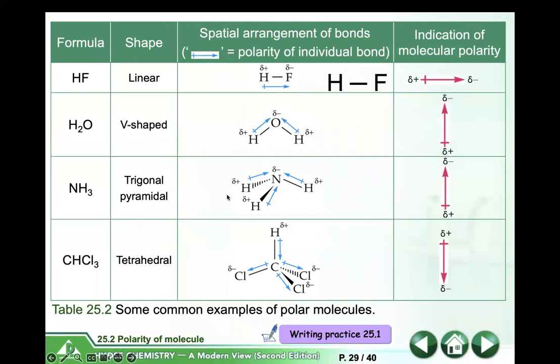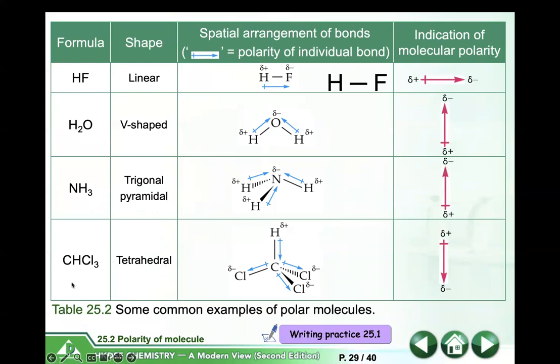NH3 is just the same. As it is trigonal pyramidal, the hydrogen will push the electrons, or nitrogen will attract the bonding electrons. So the overall, or resultant, will be going up. The delta positive will be at the bottom side, that is the hydrogen, while the delta negative will go to the upper side, that is the nitrogen atom. So the nitrogen atom bears the delta negative.